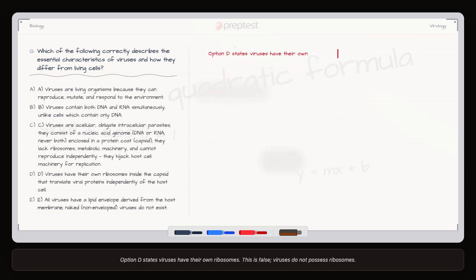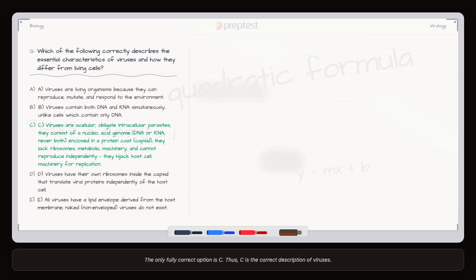Option D states viruses have their own ribosomes. This is false as viruses do not possess ribosomes. Option E claims all viruses have a lipid envelope. This is incorrect, naked viruses do exist.